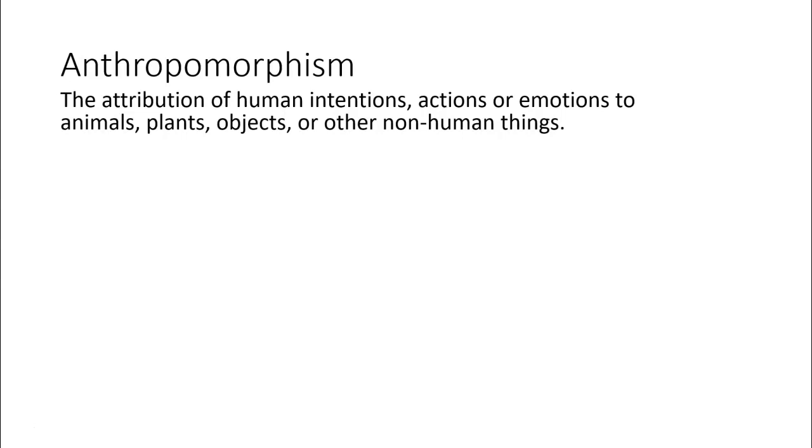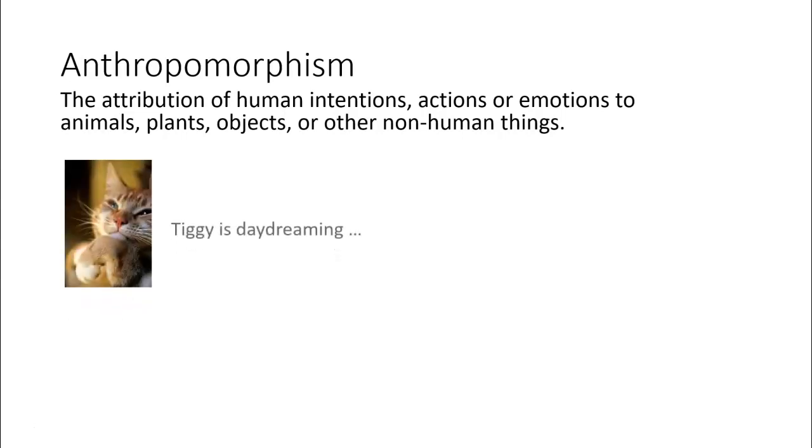So anthropomorphism is the attribution of human intentions, actions, or emotions onto animals, plants, objects, or other non-human things. So applying human characteristics onto non-human things or objects. If you look at this cat, just as an example, you might think that the cat looks like he's thinking, or maybe daydreaming.